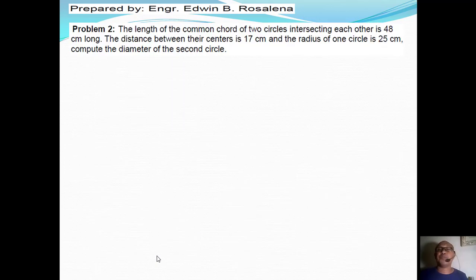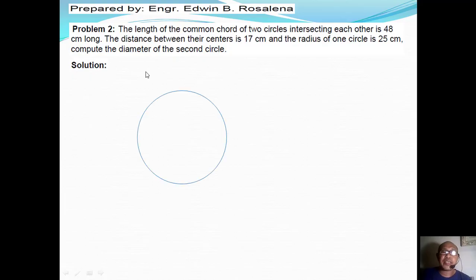I have here problem 2. The length of the common chord of two circles intersecting each other is 48 centimeters long. The distance between their centers is 17 centimeters, and the radius of one circle is 25 centimeters. Compute the diameter of the second circle. So we have the length of the common chord of two circles intersecting each other. So, solution.